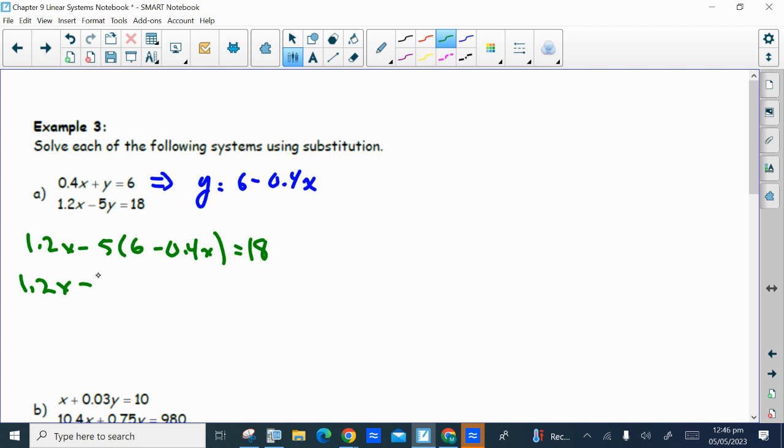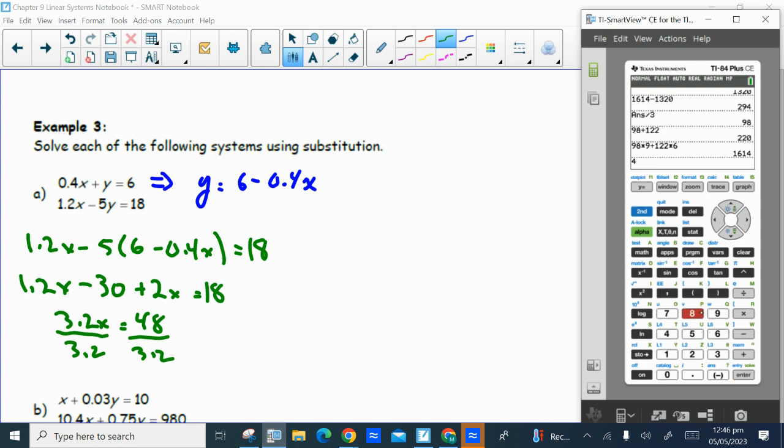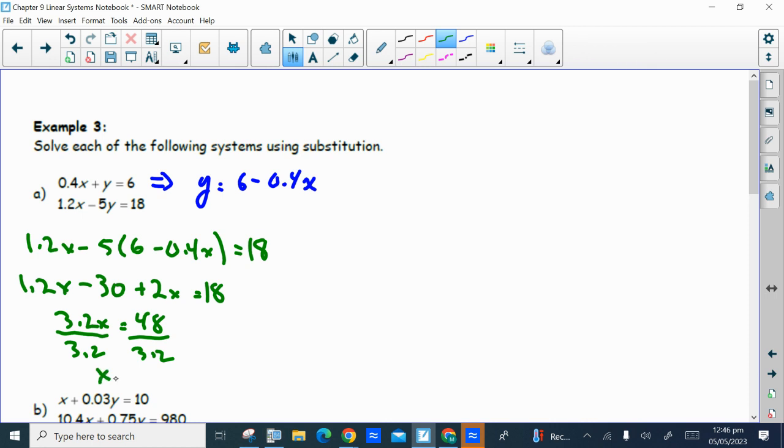So when you multiply out the brackets, negative 5 times 6 is minus 30. And negative 5 times negative 0.4 is positive 2x. 1.2x plus 2x is 3.2x. And as well, we will add the 30 to both sides, which will give us 48 on the right. Final step would be to divide both sides by the 3.2. And our answer is 15.